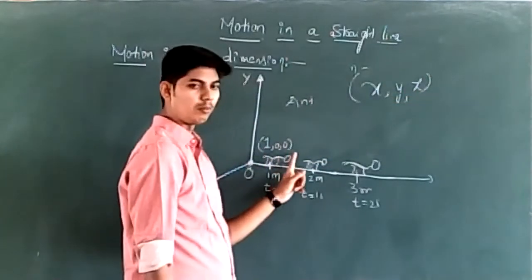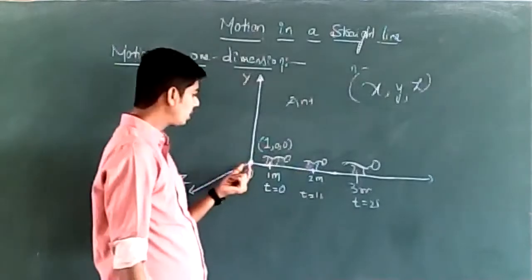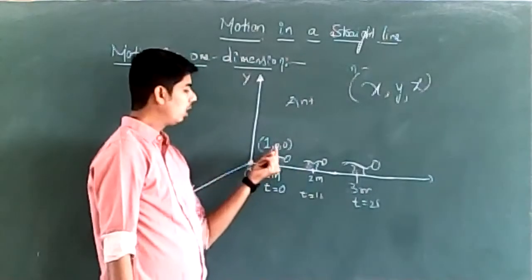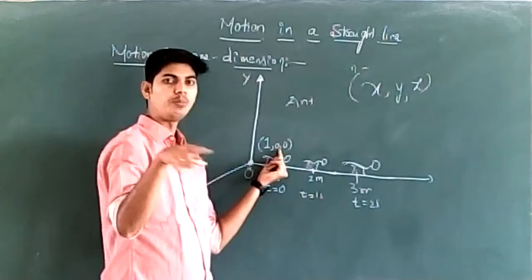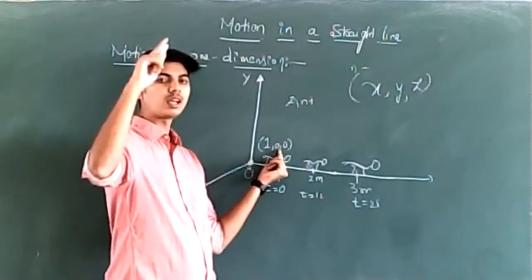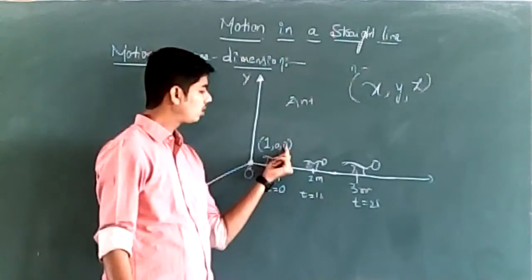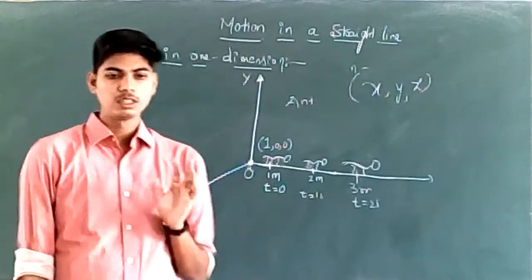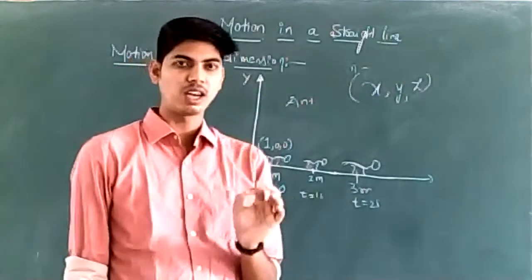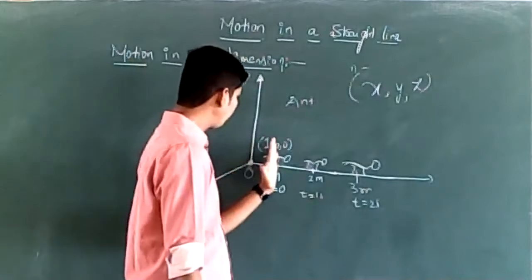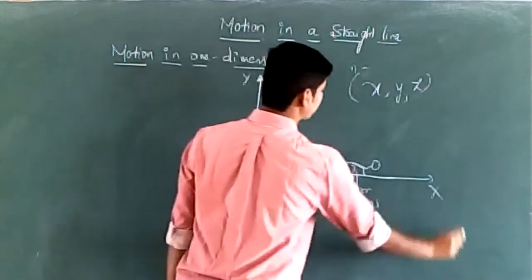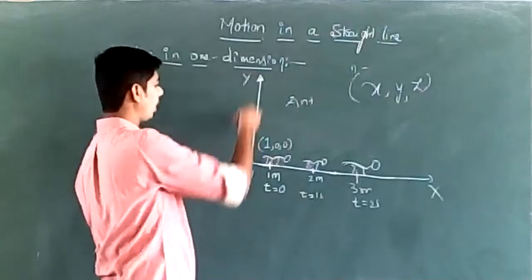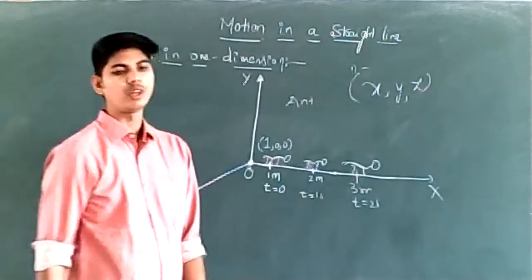1, 0, 0 means the ant is at a distance of 1 meter along the x-axis from the origin. It's at a distance of 0 meter along the y-axis measured from the origin. It's at 0 meter along the z-axis as measured from the origin. That means the ant has traveled a distance of 1 meter only along the x-axis. There is no motion of the ant along the y-axis. There is no motion of the ant along the z-axis.